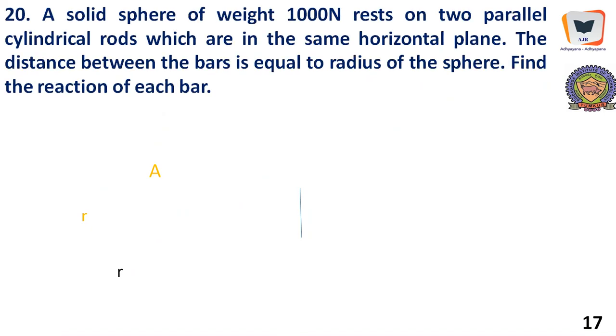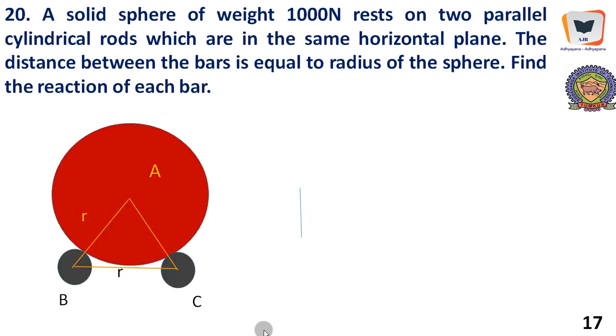So the last question is, a solid sphere of weight 1000 Newton rests on 2 parallel cylindrical rods. This is a rod and this is a rod. Here there is a big sphere of 1000 Newton. They are in the same horizontal plane. That means you can draw a line just tangential to B and C horizontally. Therefore, they will receive a vertical reaction. The center to center distance between the bars is equal to the radius of the sphere. So if the radius of the sphere is r, this distance is also r. That is a clue given to us.